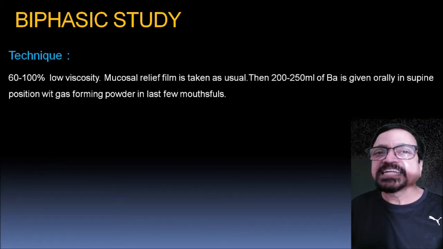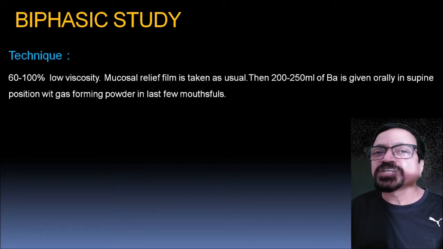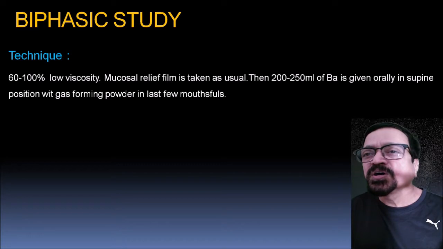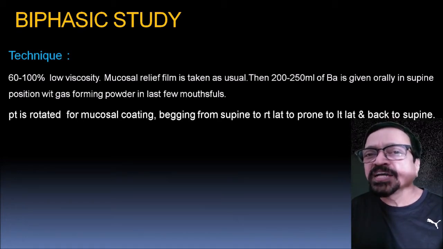The technique: 60 to 100 ml of low viscosity barium, and the mucosal relief film is taken as usual. Then 200 to 250 ml of barium is given orally in supine position with gas forming powder in the last few mouthfuls. So first you do the routine technique, and then you give a foaming agent through the mouth and ask the patient to swallow it.